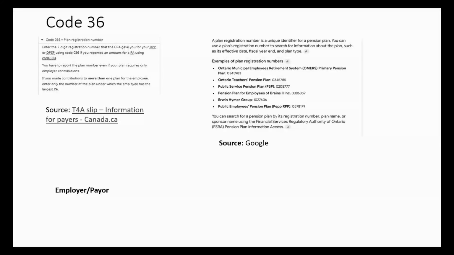Okay, examples of plan registration numbers: Ontario Teachers Pension Plan, Public Service Pension Plan for employees of a certain organization, Public Employees Pension Plan, and so on and so forth. So you've got different numbers for different organizations and businesses. This is an example of a plan registration number, and again, this is a unique identifier for a pension plan. You can use this number to search for information about the plan, such as its effective date, fiscal year end, and plan type. So sort of like your policy number for your insurance policy.